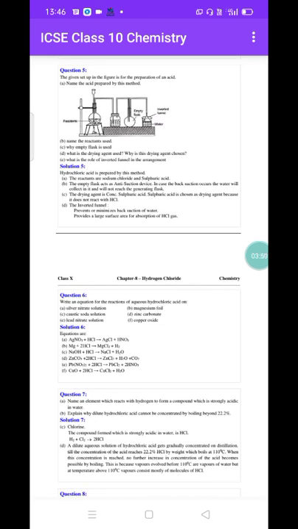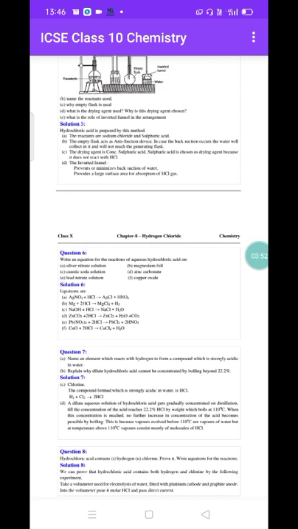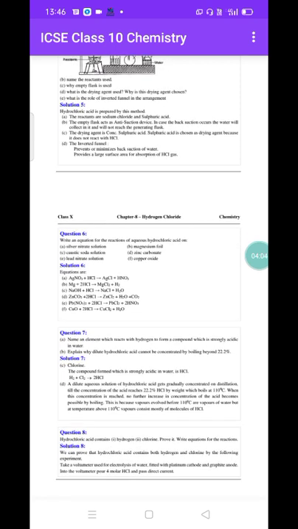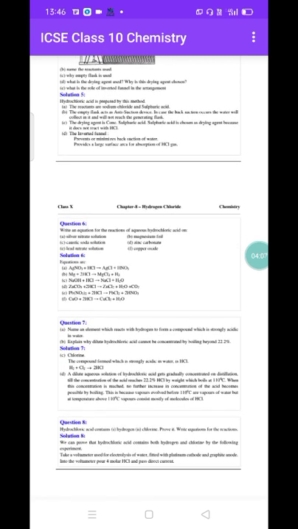Now we have equations for the reactions of aqueous hydrochloric acid with six different compounds, like silver solution and others. First I will explain: AgNO3, silver nitrate, when it reacts with HCl, will form AgCl plus HNO3.